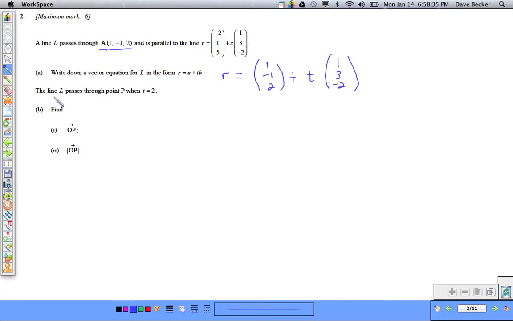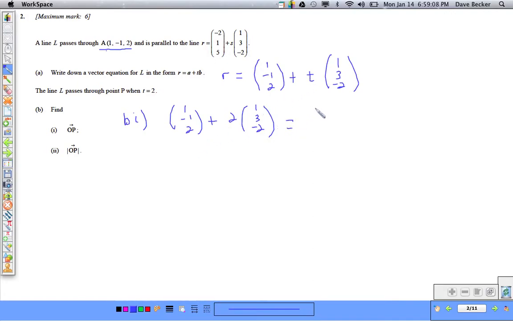Okay. The line L passes through point P when t equals 2. Find OP. Well, let's do b(i), like this: 1, negative 1, 2, plus 2 times 1, 3, negative 2. They told me right here that t equals 2, so all I'm doing is replacing t with 2.